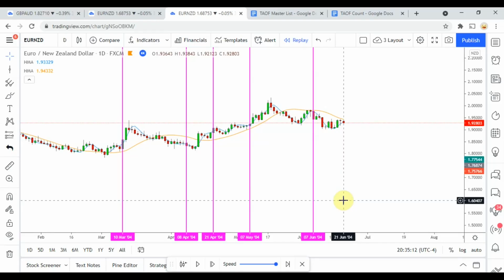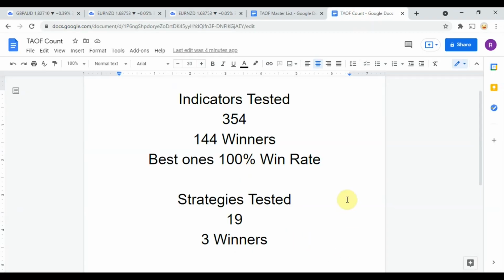Alright, as I said, today we will be testing a Hull moving average strategy. Before we do though, I wanted to put the testing scoreboard up for everyone to see. So to date, we have tested 19 total strategies. Today will be the 20th, and out of those 19, we have had 3 winners.